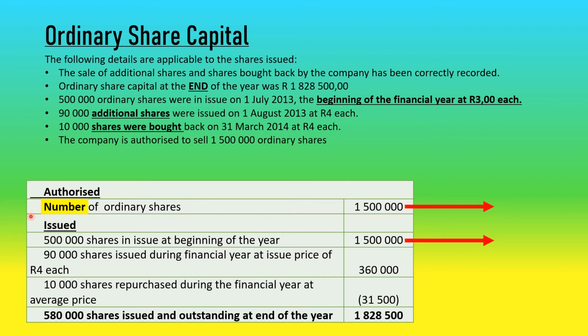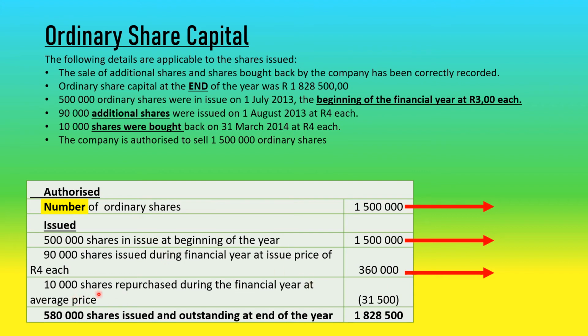Then you come to the part of the issued shares. In the issued shares, you've got 500,000 shares that were issued at the beginning of the financial year at 3 Rand each. And that is your 500,000 times 3. We did this in our T account, which gives us the 1.5 million. Be mindful that this 1.5 million is different to the 1.5 million here. This is the 1.5 million authorized shares. This is the 1.5 million Rand worth of shares that you've issued at the beginning of the year. You further issued 90,000 shares at 4 Rand each, and you've got your 360,000. So you've issued more shares, and you've got 360,000 Rand worth more shares that has been issued.